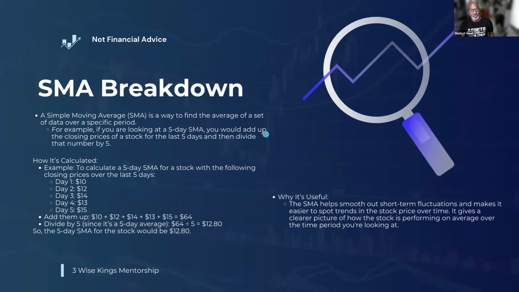So the SMA breakdown. A simple moving average is a way to find the average of a set of data over a specific period. For example, if you're looking at a 5-day SMA, you would add up the closing prices of a stock for the last 5 days, then divide that number by 5. So how is this calculated? Take a stock with the following closing prices over the last 5 days.